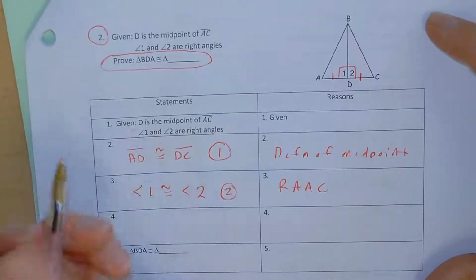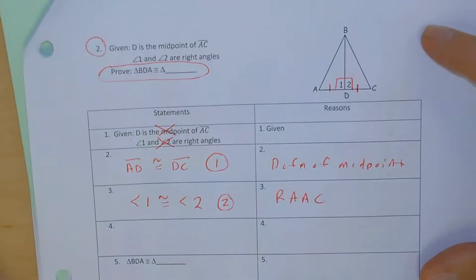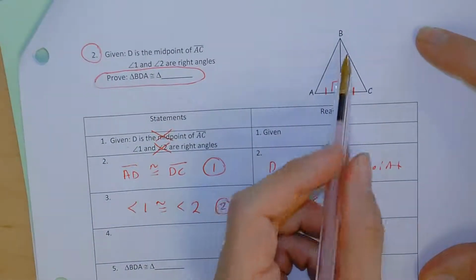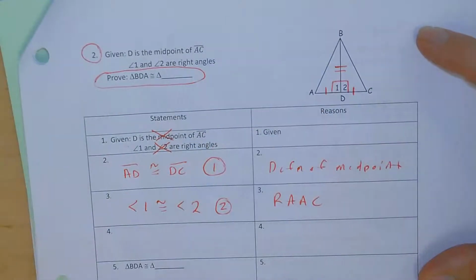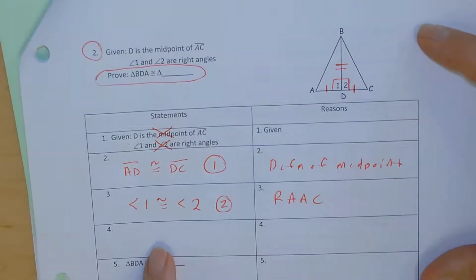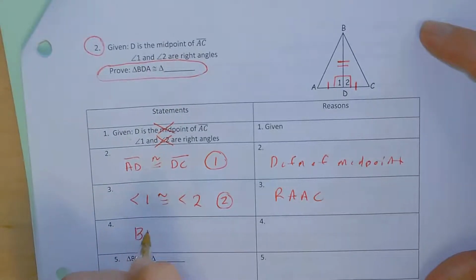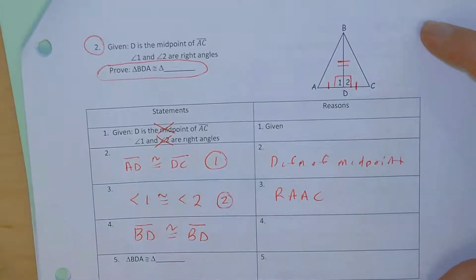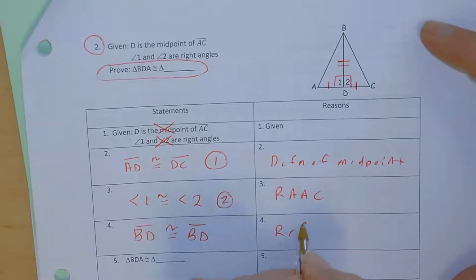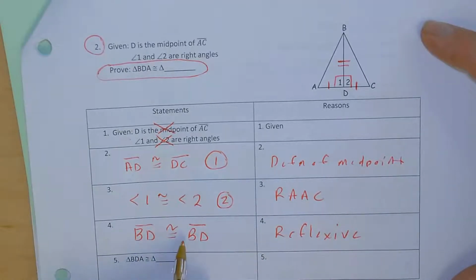Now, we're out of givens. We've used this given and we've used this given. So we're out of givens, so we have to go find a trimester on our own. We go to the picture and we realize that we have a shared segment. So we're going to double tick the shared segment. And that is going to be our third set of body parts. So we're going to say segment BD is congruent to segment BD. And we're going to call that reflexive because the reflexive property says that someone is congruent to itself.